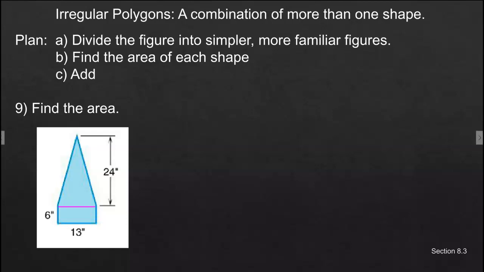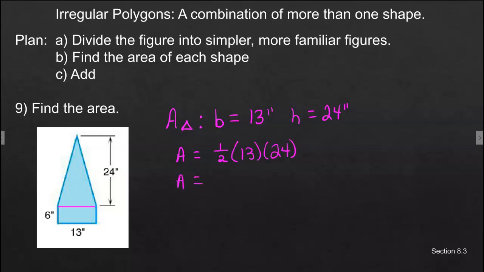So for my triangle, right, the area of my triangle, I'm going to have a base. Let me write this out. My base is 13 inches. And my height is 24. So I can use my normal formula here. 1/2 base times height. So 1/2 times 13 times 24. Half of 24 is 12. So I'm going to take 12 times 13. And I get 156 square inches.